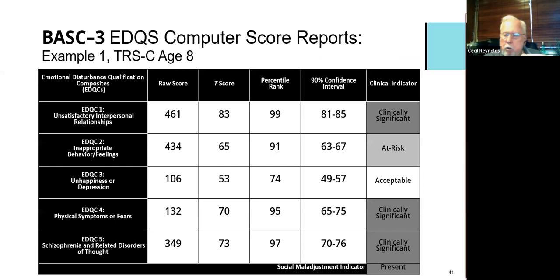So here's an example of the table that you will get with this in the computer score report. This is an example from a TRS child version for an 8-year-old. And so when you see that table in the report, it will give you the raw score, the T score according to each of the five areas, the percentile rank, the confidence interval, and the clinical indication, whether it's in the clinically significant range, the at-risk range, or the acceptable range. And you can see that this particular child showed high levels of scores of clinical significance in multiple areas.